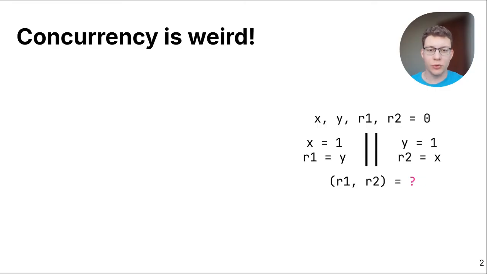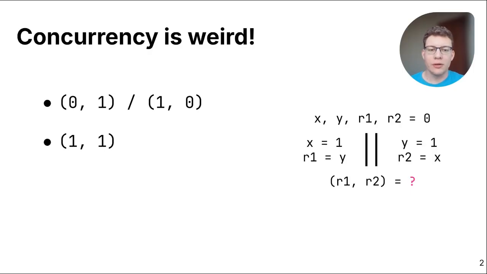Concurrent programming is weird and complicated. To illustrate this fact, consider the program on the right. It initializes some variables and then runs two threads in parallel. Each thread writes to one shared variable, then reads another shared variable, and stores it as the result. Now, the question is, which outcomes can this program produce?